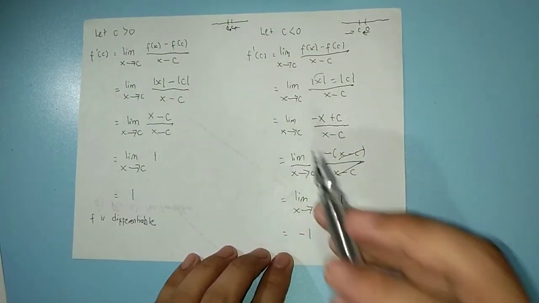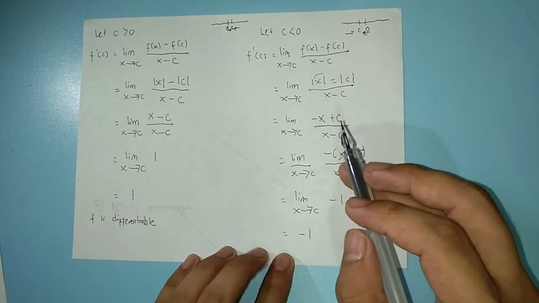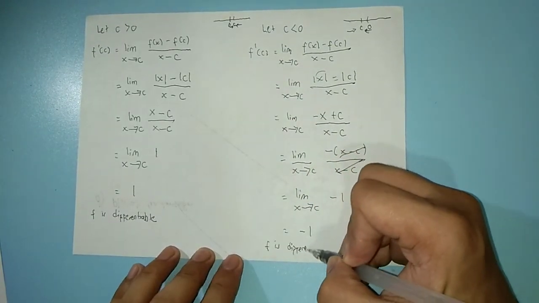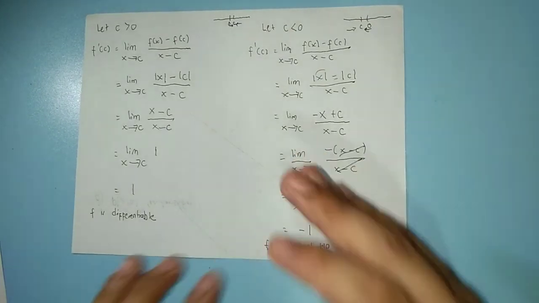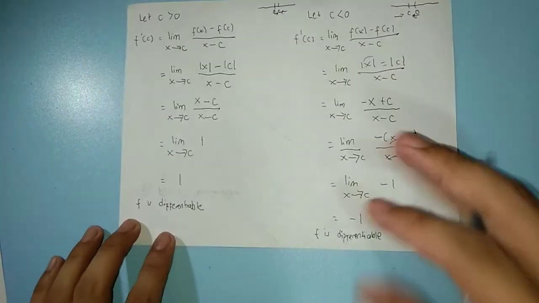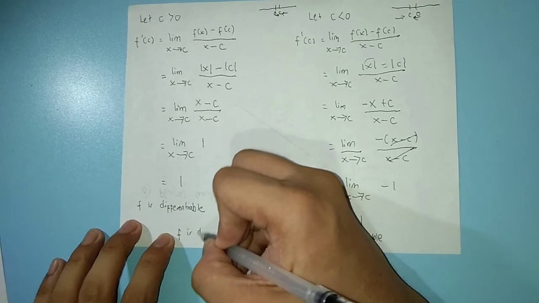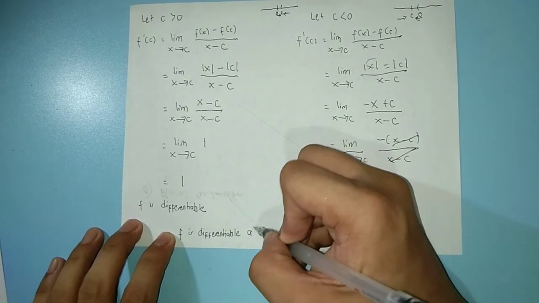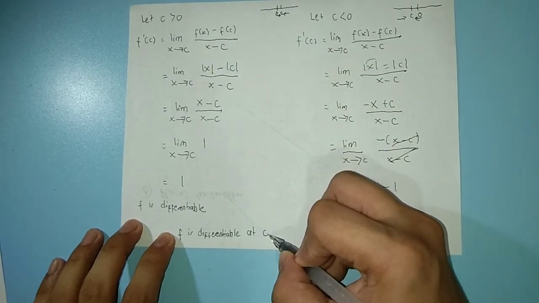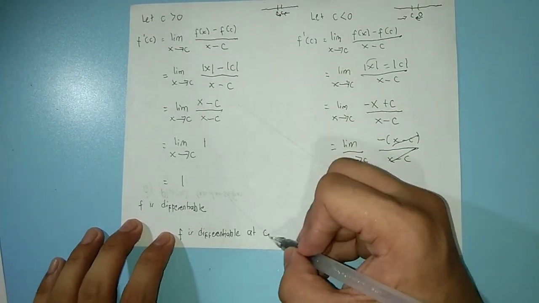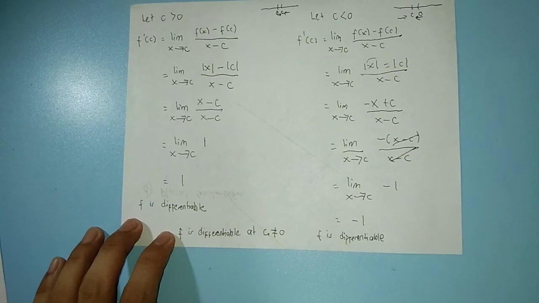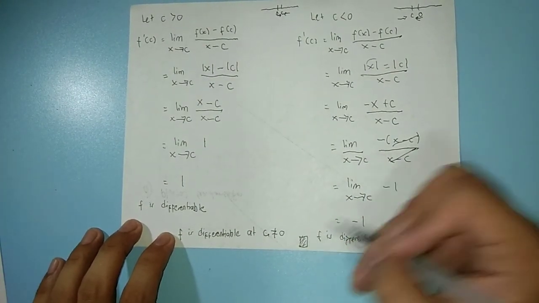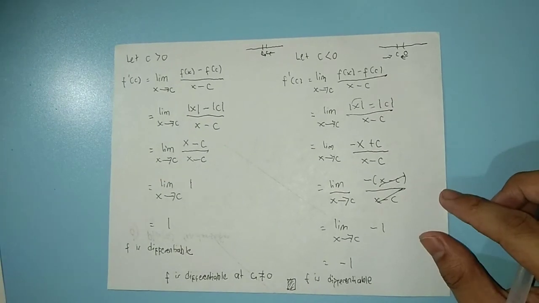So, meron tayong nakitang limit. So, meaning, f is differentiable. So, ibig sabihin neto sa overall, f is differentiable at c, kung ano man yung c, kahit ano yan, kahit anong constant yan, basta hindi equal sa 0. And this is done.